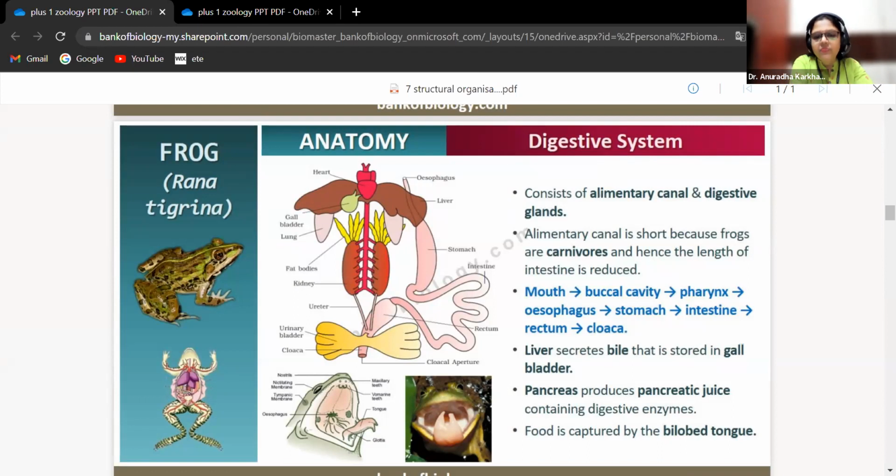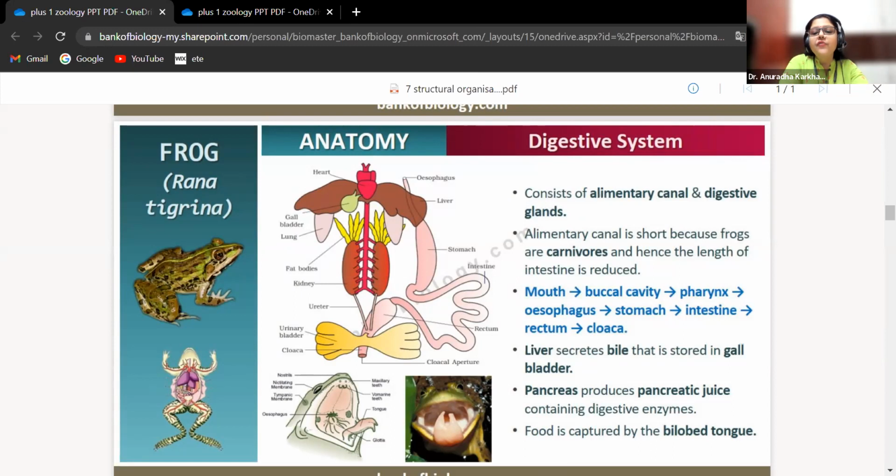Look at which digestive glands there are. The liver secretes bile that is stored in the gallbladder. Isn't it like humans? You have studied the digestive system in humans, right? So it is the same, isn't it? The liver will secrete bile which will be stored in the gallbladder. Correct? The pancreas produces pancreatic juice containing digestive enzymes. Don't you think it is just like human beings? What does the pancreas produce? Pancreatic juices. Pancreatic juices will contain digestive enzymes. So we also know that we have different types of digestive enzymes, of course, which are inactive initially.